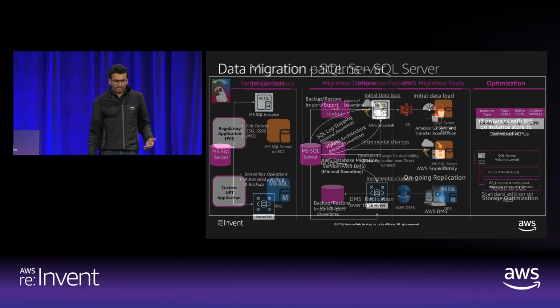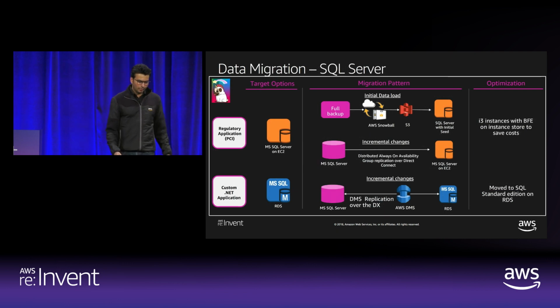With that, I think I'll hand it over. I just want to cover Unicorn Shop very quickly. For the PCI compliant application, like I said before, the pattern that they followed was they did a full backup and restored on SQL Server. And for the ongoing incremental changes, they used the distributed Always On availability group to migrate their data onto AWS.